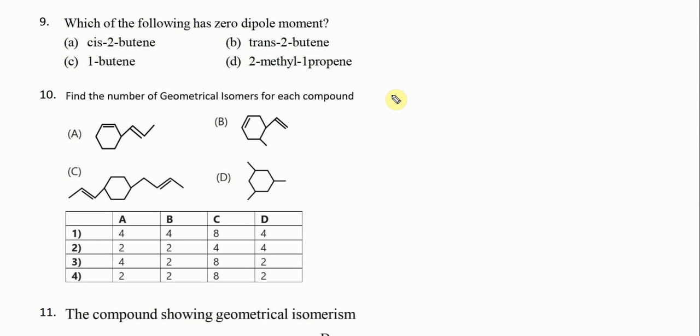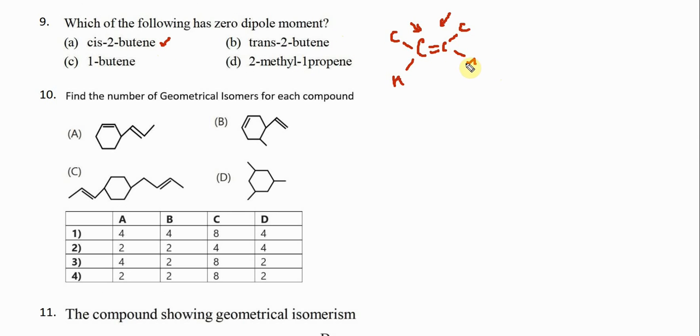Which of the following has zero dipole moment? Zero dipole moment literally means symmetry. A is cis butene. Let me draw it again. A is cis butene, with CH3 and hydrogen on the sides. So dipole moment is going to be there. So it is going to show dipole moment.